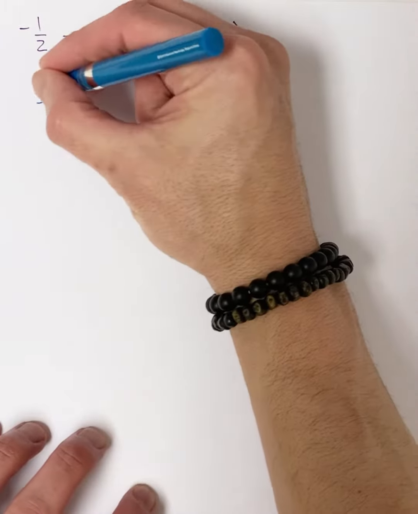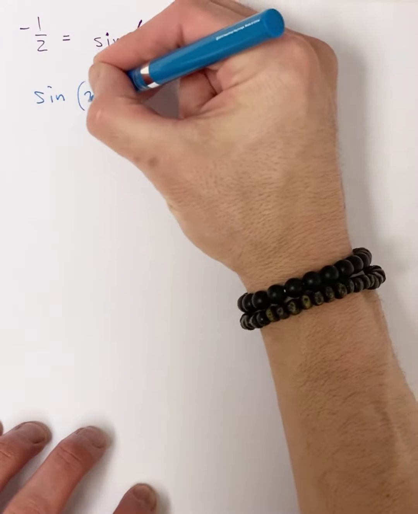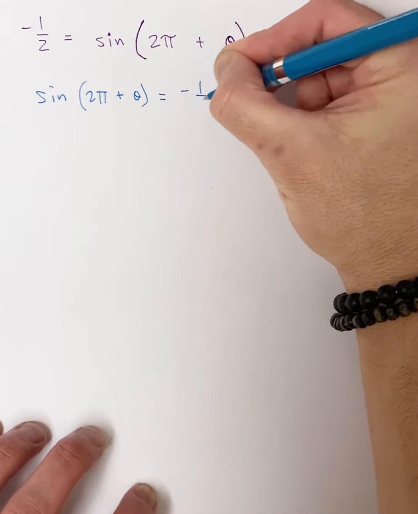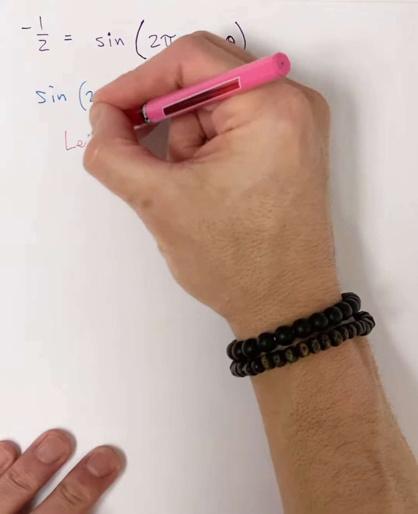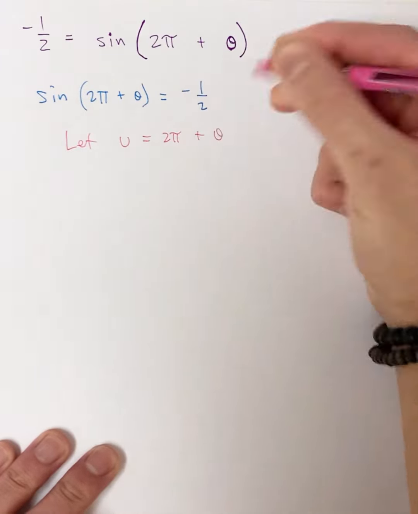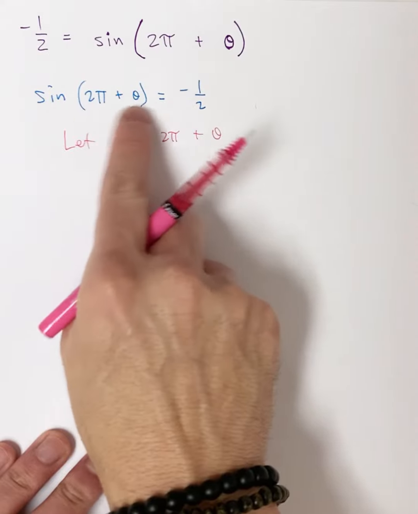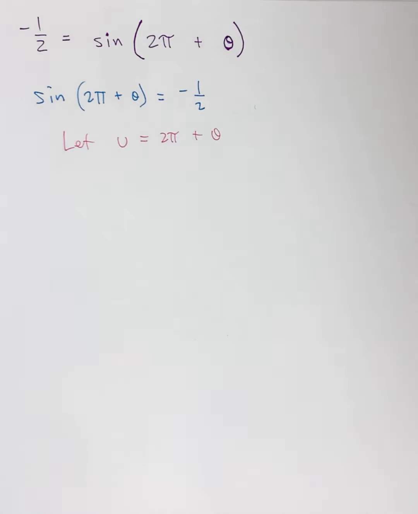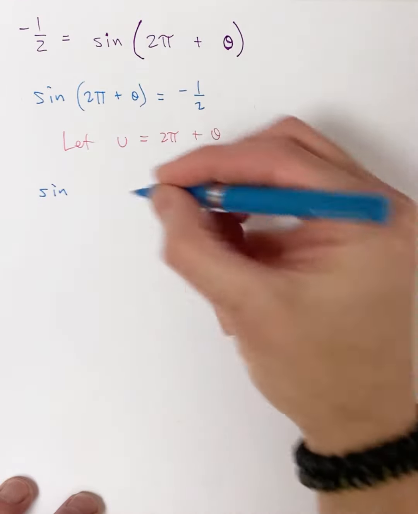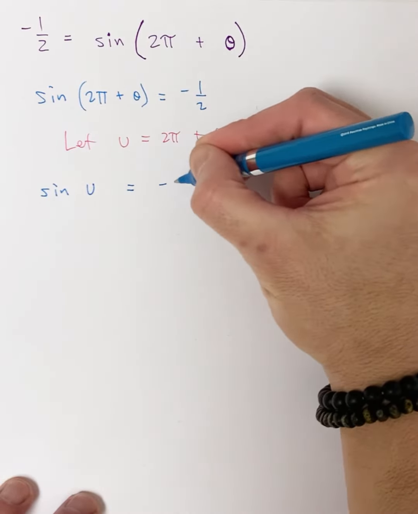So perhaps we can begin by rewriting the order of the equation. And then maybe what we can do is create a U-substitution. Let U equal the argument, the stuff inside of the parentheses. So this becomes sine of U equals -1/2.